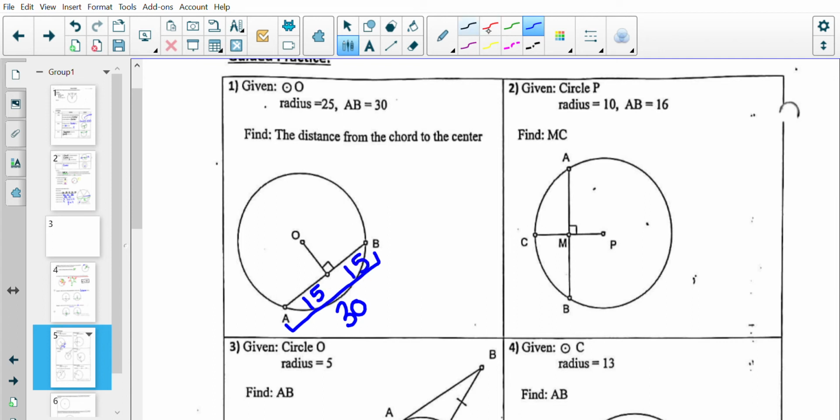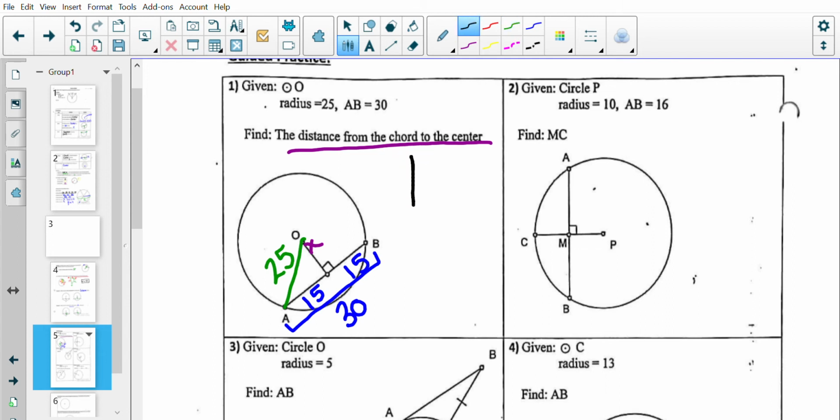Now I want to find the distance from the chord to the center. So I need to find the length of that perpendicular. What I'm going to do is I'm going to take one of these and I'm going to draw a radius, and it doesn't matter which radius you choose to draw in. I'll draw an OA, and I know this is 25. So you might be thinking right now, well, 15, something, 25, that's not a triple.